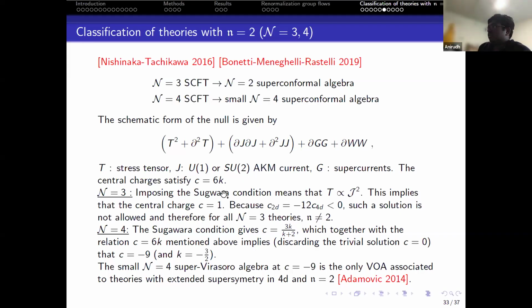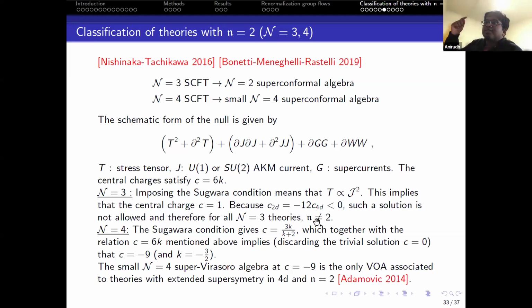So imposing, first of all, in N equal to 3, the Sugawara condition, you will get T is J square. And in that case, the central charge has to be 1 if you use the OPEs of this J square. And this is not possible because the correspondence basically implies that whenever you have a unitary 4D SCFT, this 2D central charge has to be less than 0. So the c equal to 1 case is eliminated. So there is no N equal to 3 theory which has the nilpotency index equal to 2.